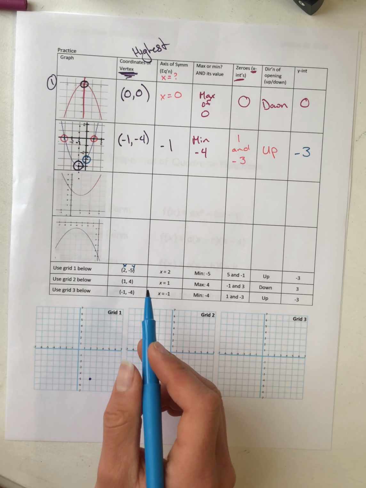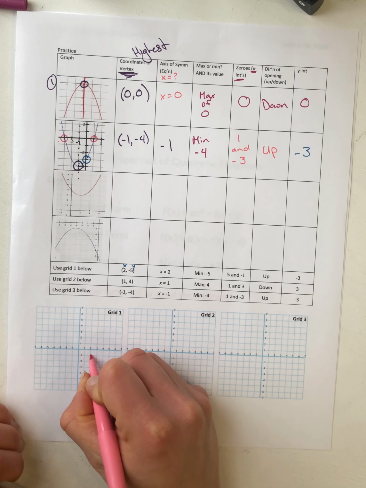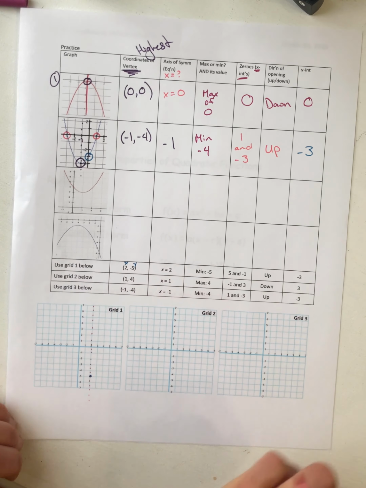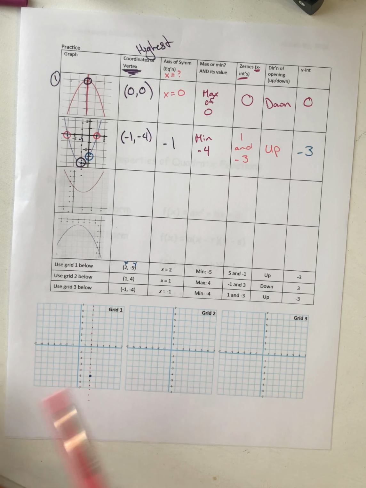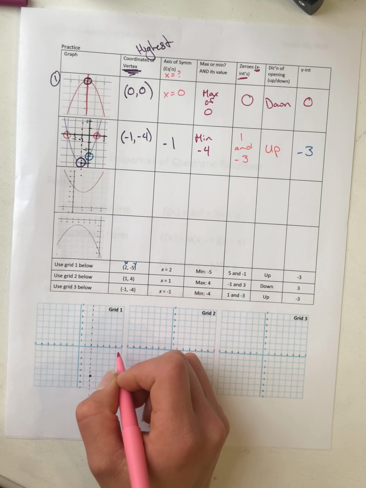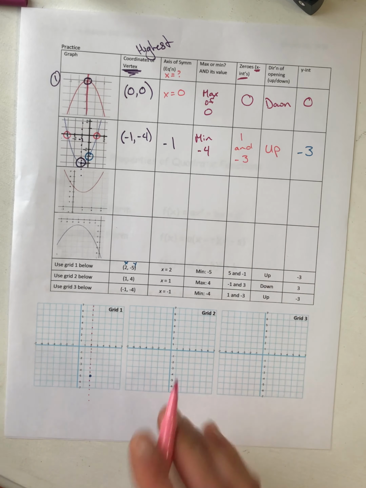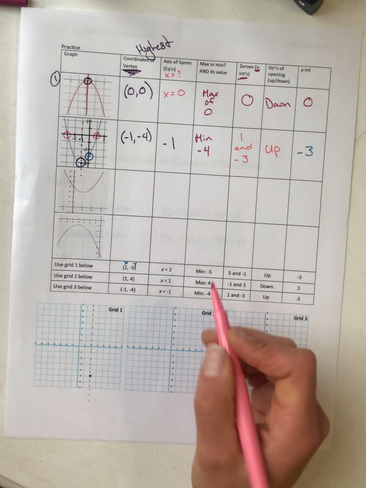So we're going to draw the line here because it's our axis of symmetry, with dotted lines. And we're going to take a look at our x is at 2. Our minimum value is at -5. So we have our axis of symmetry here and our minimum value of -5.